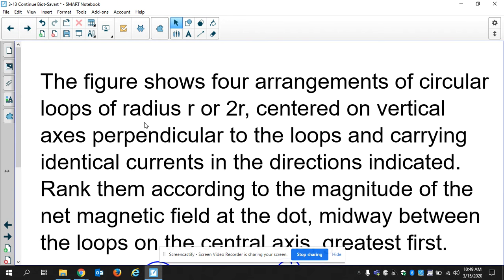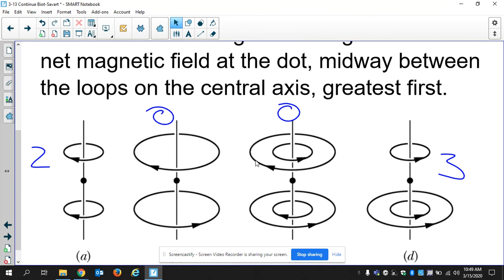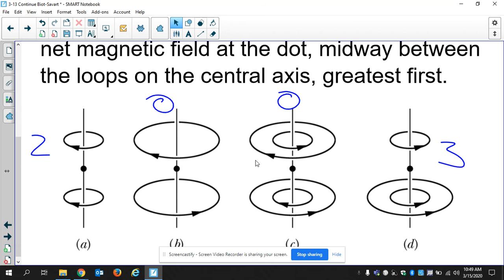And looking at that, they give us these opportunities to look at the problems, and they say the figure shows 4 arrangements of circular loops, R and 2R, centered on vertical wires. And looking at that, we would set up like this. And all we really need to do is the same thing we were doing with the Amperian loop, where if you curl your hand this way, your thumb points down, and curl your hand this way, your thumb points down. So those two add together. So that's why that's 2.